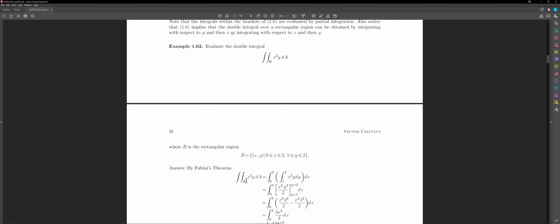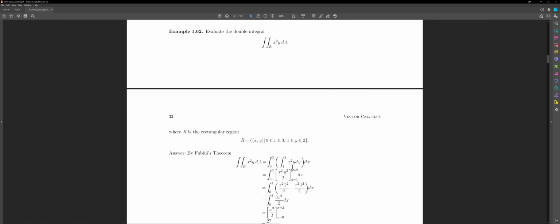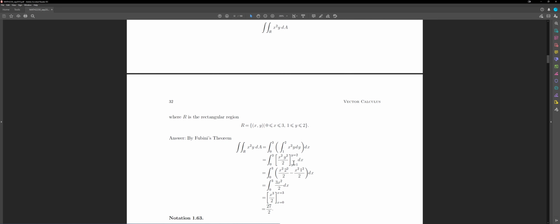So once you set it up like this with the iterated integrals via Fubini's theorem, you want to make sure your limits are correct. The limits of the y would be 1 and 2, and the limits for the x would be 0 and 3. And now that you have this set up correctly, you start doing the integration.